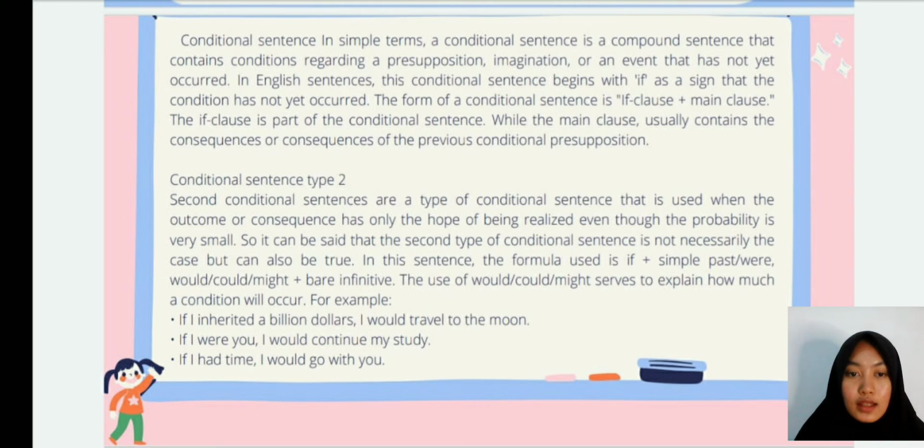So it can be said that the second type of conditional sentence is not necessarily the case but can also be true. In this sentence, the formula used is if plus simple past or were, would, could, might plus bare infinitive. The use of would, could, might serves to explain how likely a condition is to occur. For example, if I inherited $1 billion, I would travel to the moon. If I were you, I would continue my study. If I had time, I would go with you.